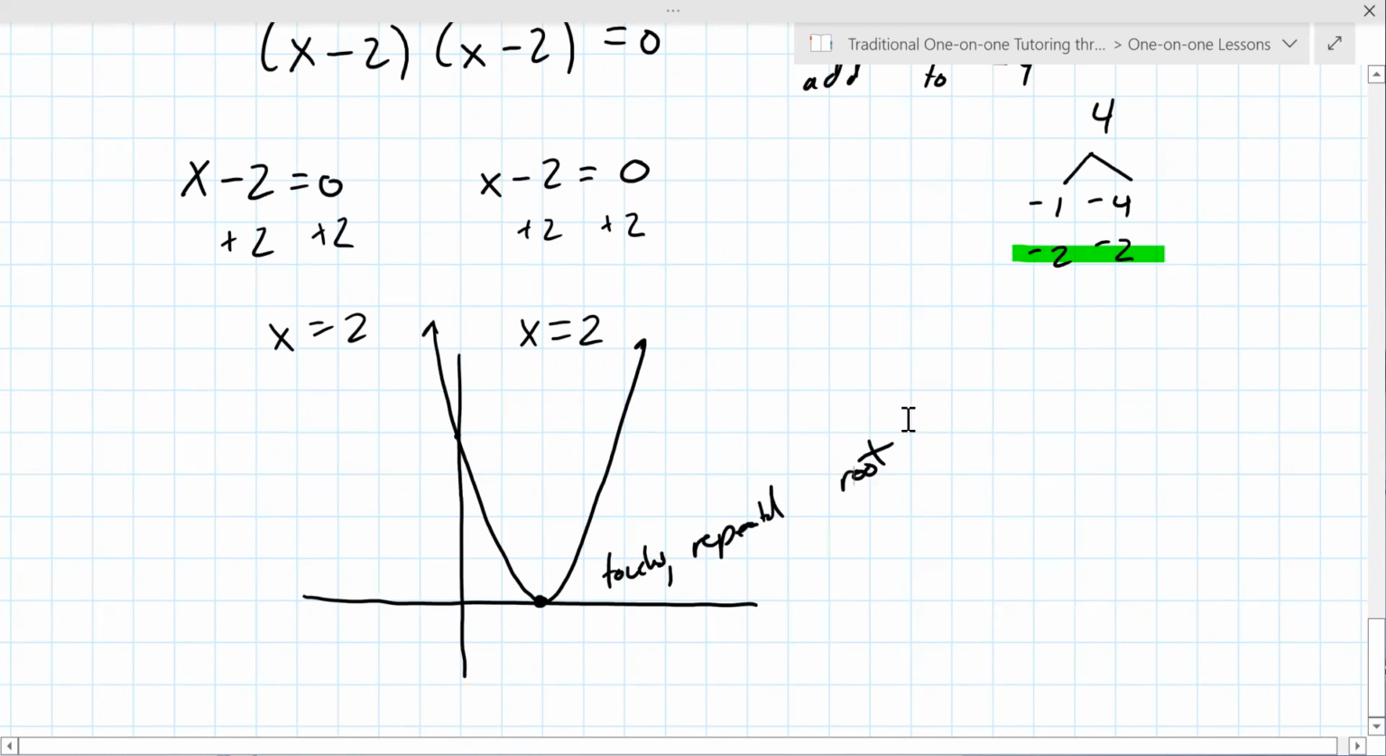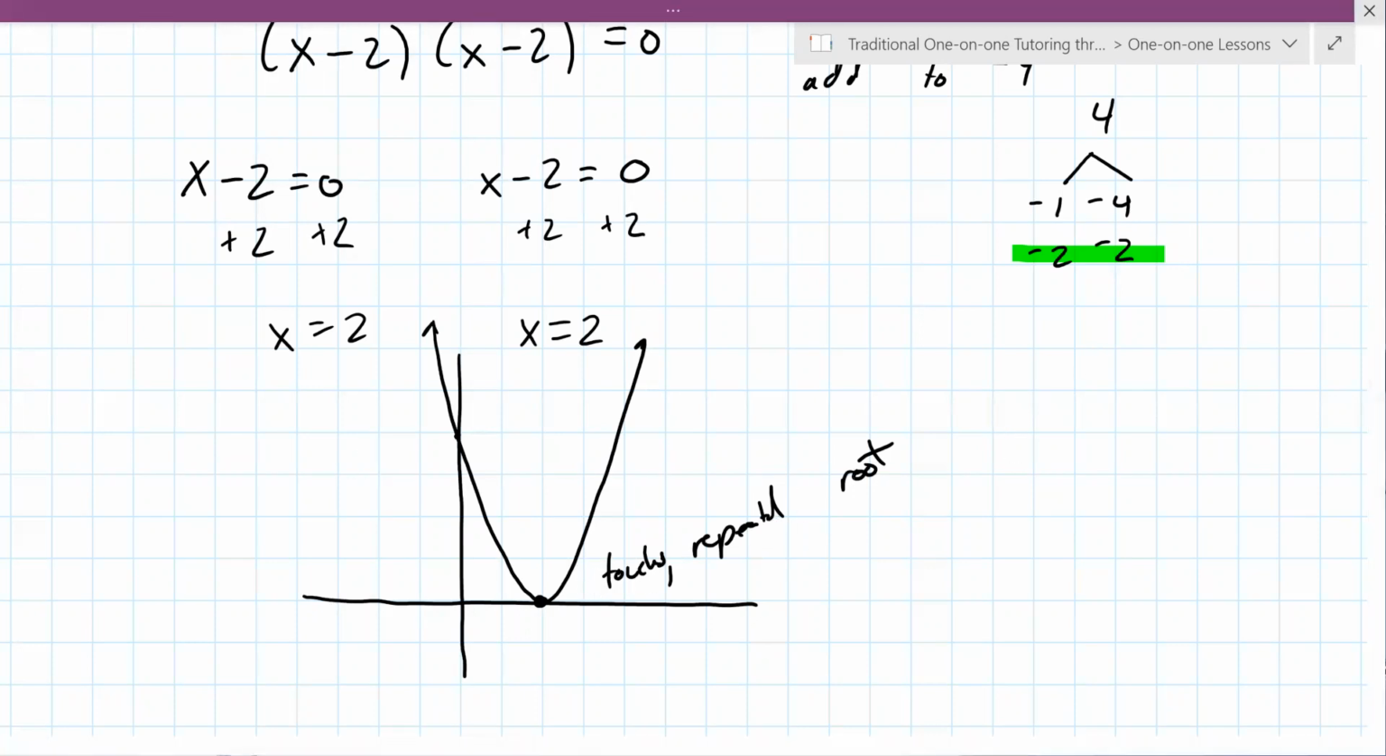And so is that one real solution? Is it two? I actually don't know what the right legalistic definition is. I think it's still two, but they're just repeated. So keep that in mind.